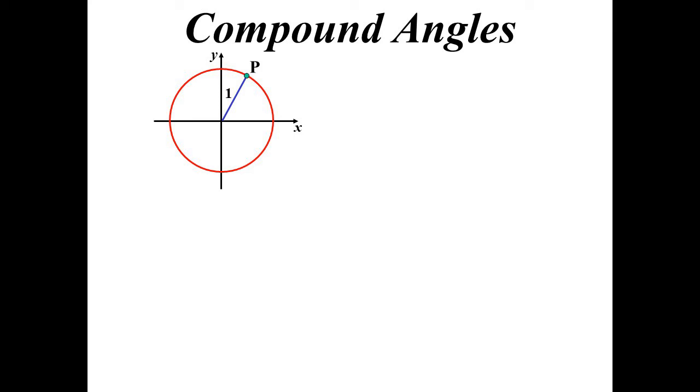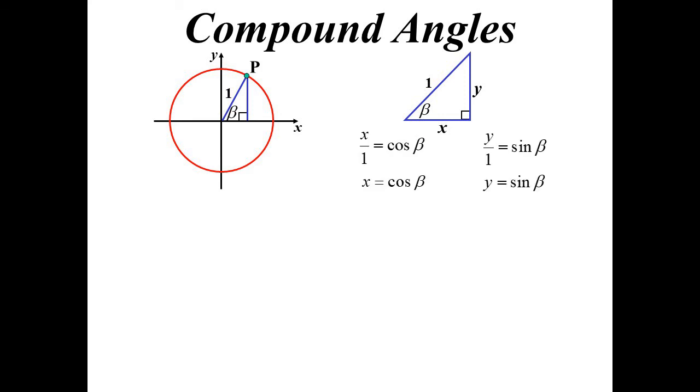I could drop a perpendicular down and get some coordinates of P in terms of the angle there that I've labelled beta. Now using our triangle there, the x value would end up being the cosine of beta. The y value would end up being the sine of beta. So there's our coordinates, cosine beta, sine beta. It does not matter where P is on the circle. It'll always be that. You don't need to worry about negatives because the angle will take care of that.